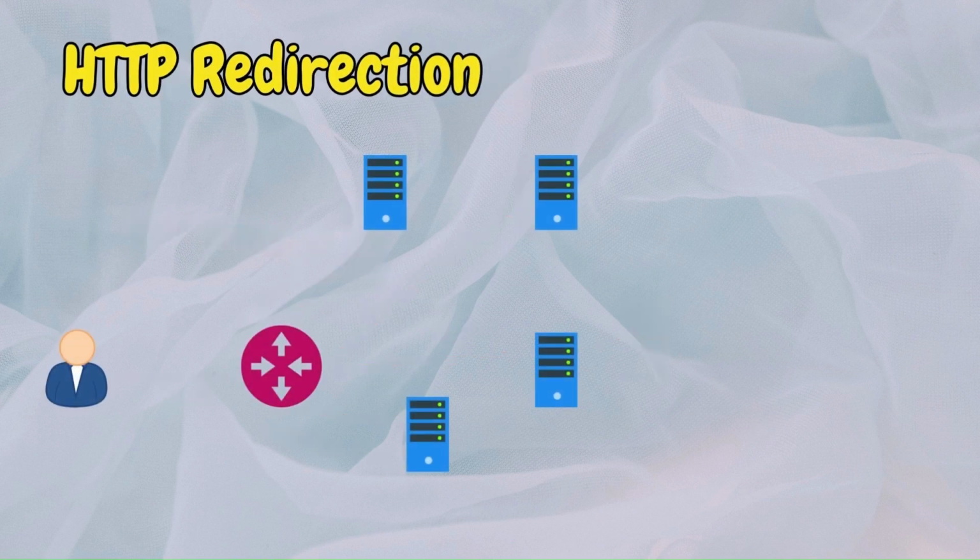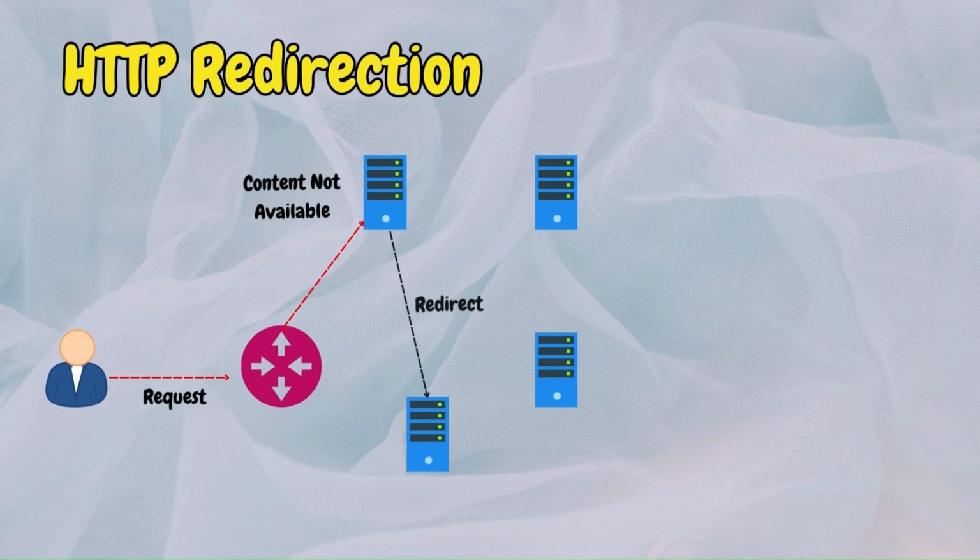HTTP-based redirection involves the proxy server redirecting the client to a closer server using HTTP status codes such as 301 for moved permanently or 302 for found. When the client sends a request to the proxy server, the server evaluates the client's location and redirects the request to the nearest server for data retrieval.